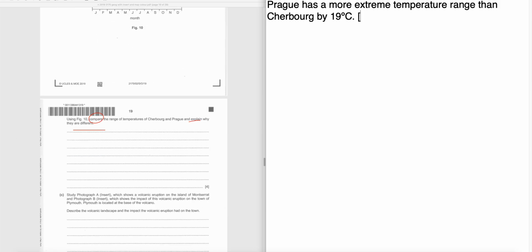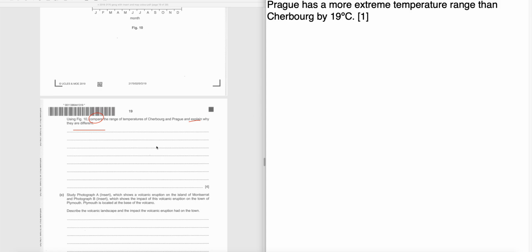So the temperature is more extreme by about 19 degrees Celsius. Prague has a more extreme temperature range than Cherbourg by 19 degrees Celsius. 1 mark. I allowed you the use of evidence this time, I accept, but please take note.